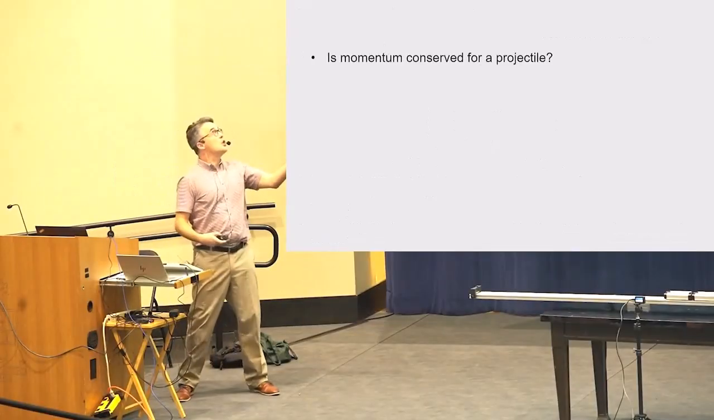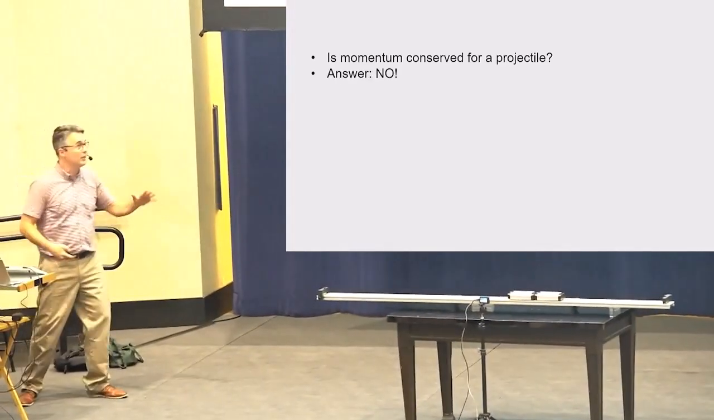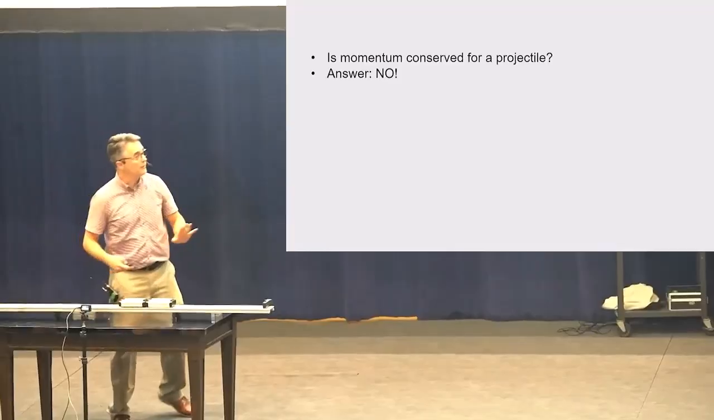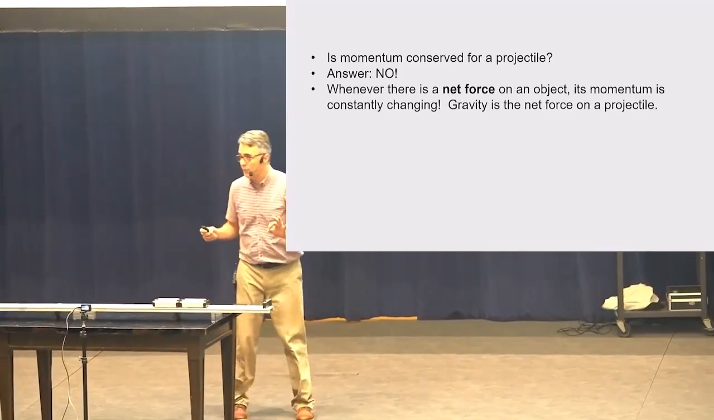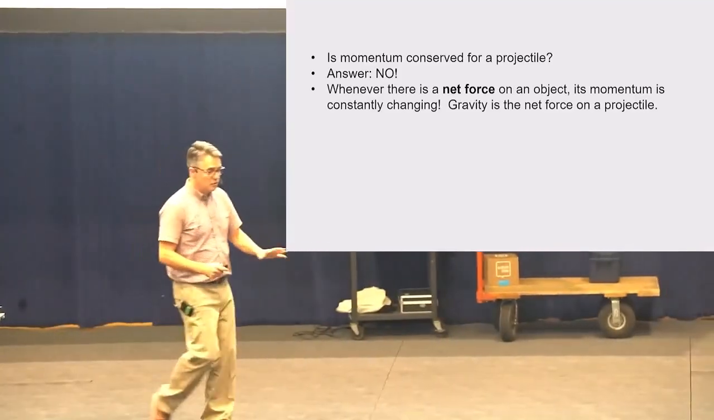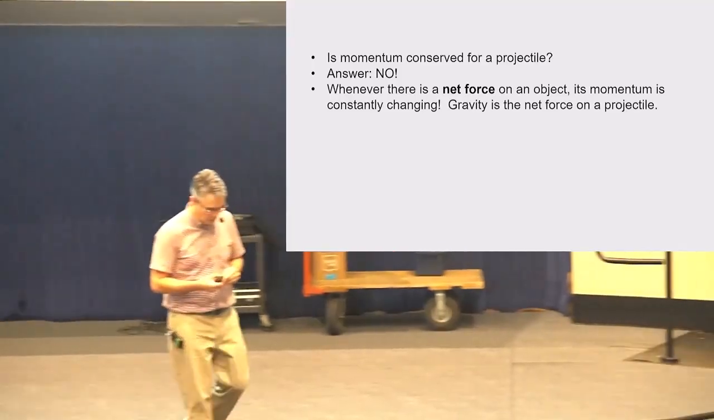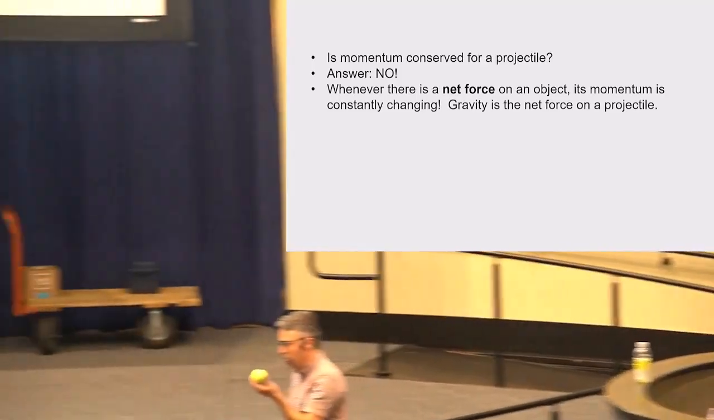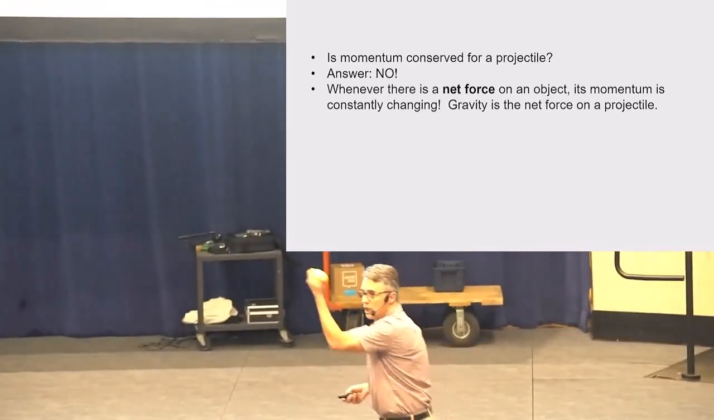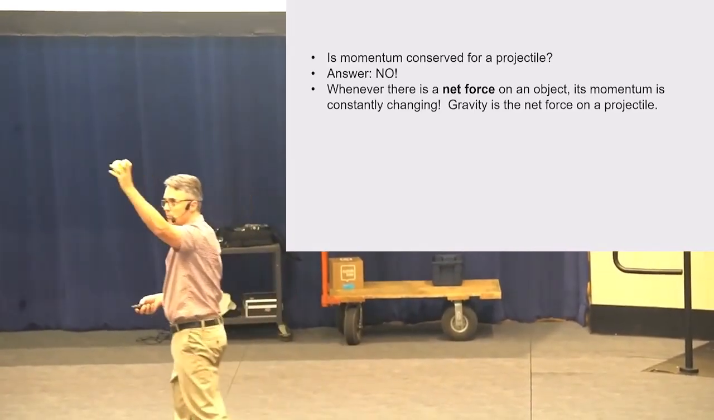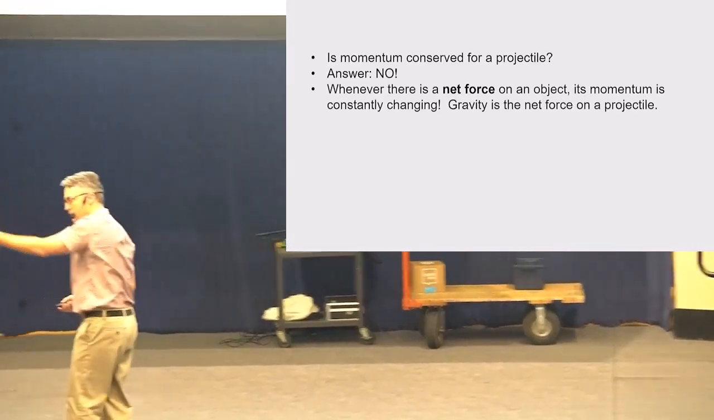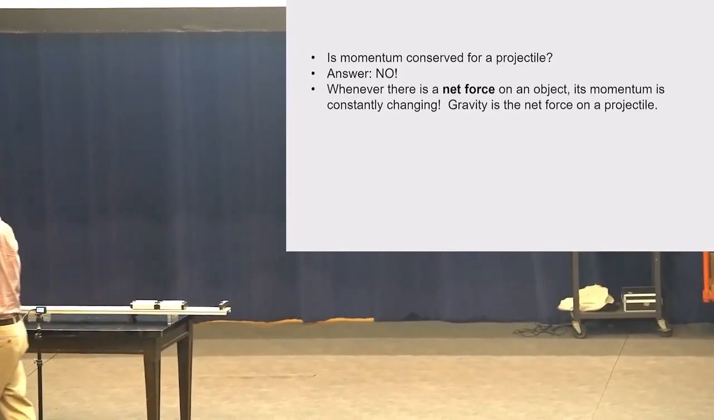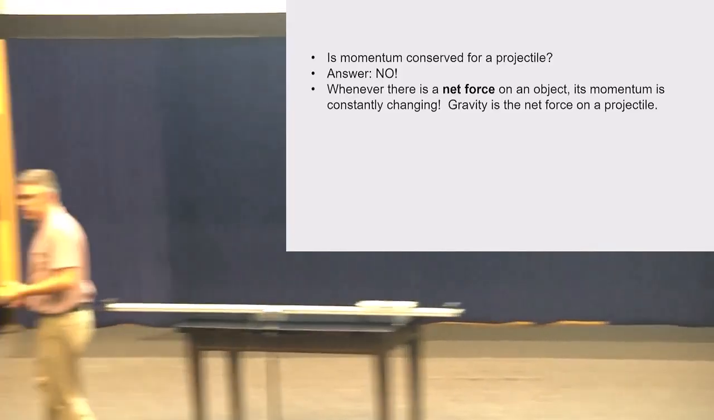Momentum is not conserved for a projectile. Momentum is conserved in things like collisions. But whenever there's a net force on an object, there's no conservation of momentum. And in the case of a projectile, the net force on it is gravity. So what's happening is that the momentum is constantly changing. Every second, the momentum of a 1 kilogram object in free fall, or a projectile, is going to change by 9.8 kilogram meters per second.